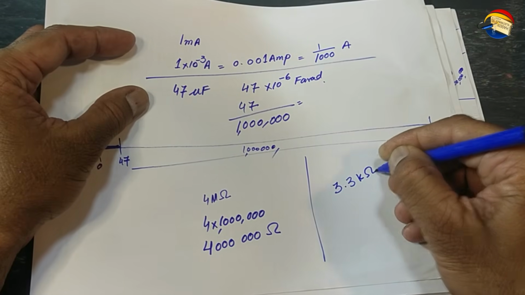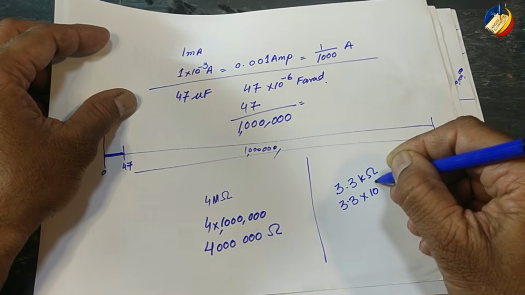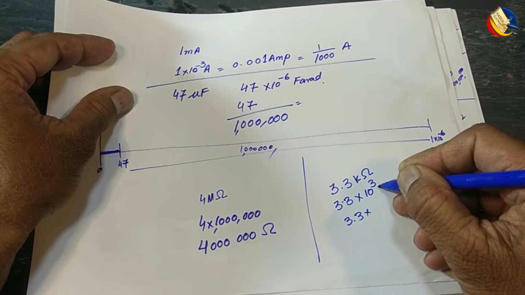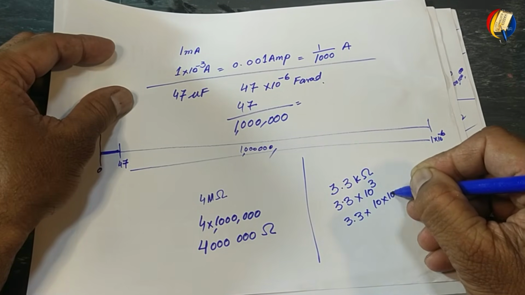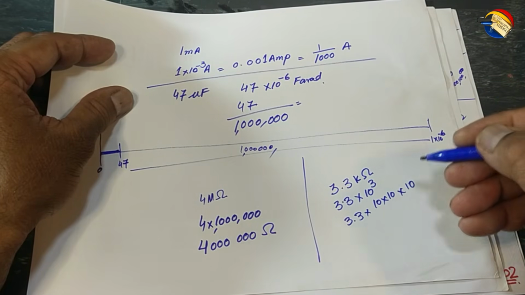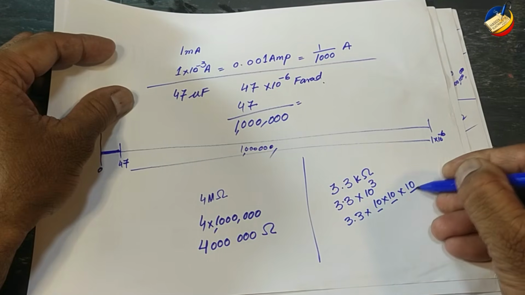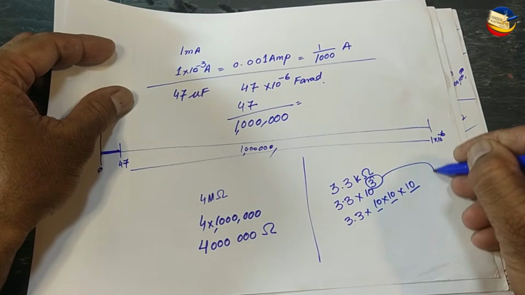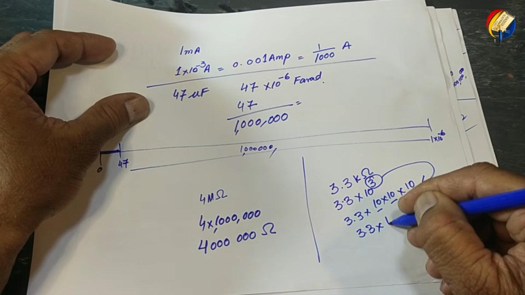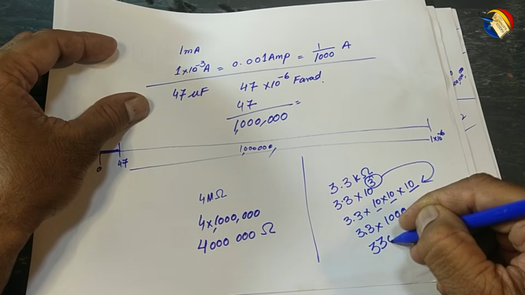3.3 kilo ohm means 3.3 into 10 raised to the power 3. 10 raised to the power 3 is 10 into 10 into 10. This exponent indicates that 10 is multiplied 3 times: this is 1, 2, 3. This is the exponent. So 3.3 multiplied by 1000 is 3300 ohm.